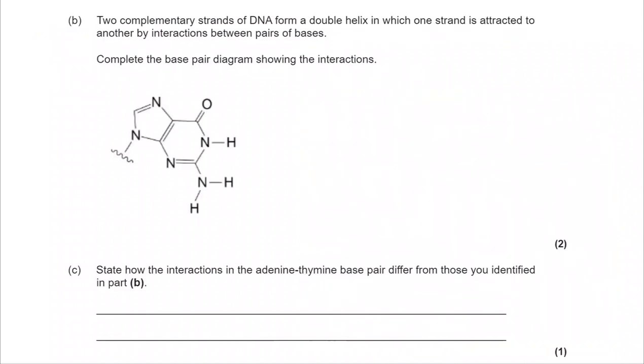Moving on to part B, 2 complementary strands of DNA form a double helix in which one strand is attracted to another by interactions between pairs of bases. Complete the base pair diagram showing the interactions. Now, again, we've got here a little bit of information. This is guanine. Now, you have got to remember the complementary base pairs. So we know that guanine goes with cytosine, G and C, A and T.